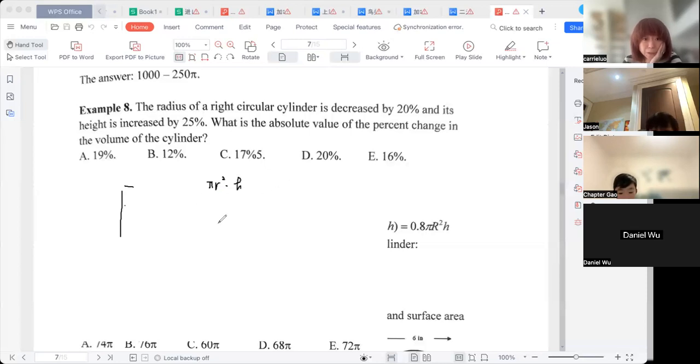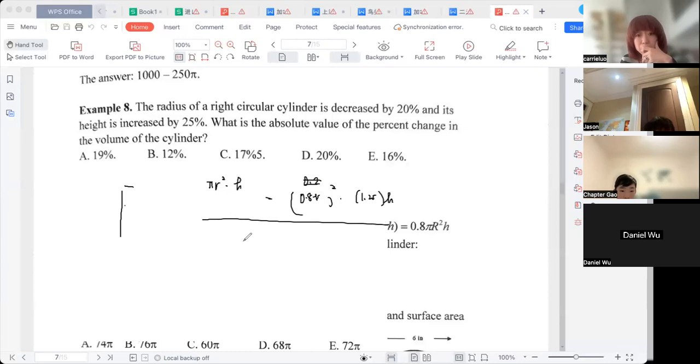And right now is what? The radius decreased by 0.2, so right now it's 0.8 r, and the height is 1.25 h. What is the absolute value of the percentage change? So this is the change divided by... Remember, it's always the one that has changed divided by what? Divided by the original one.